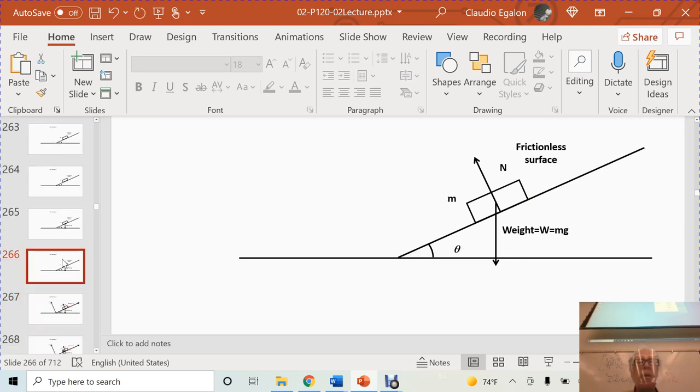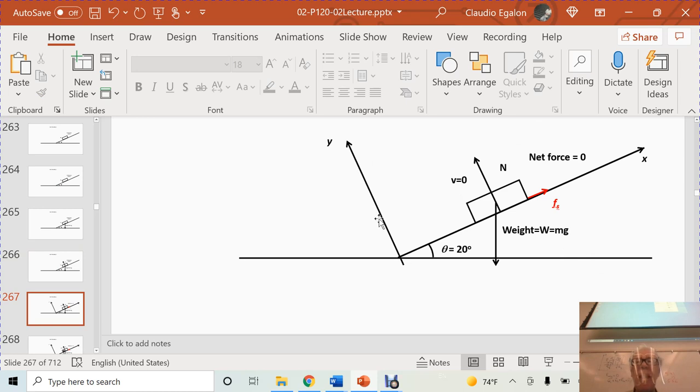The next thing that we have to worry about is our x and y axis. Well, we have all sorts of choices here. The most obvious axis would be the one that is horizontal with this surface. We can solve this problem with this x and y axis, it's possible. But it makes for a much simpler solution if you choose this axis here instead.